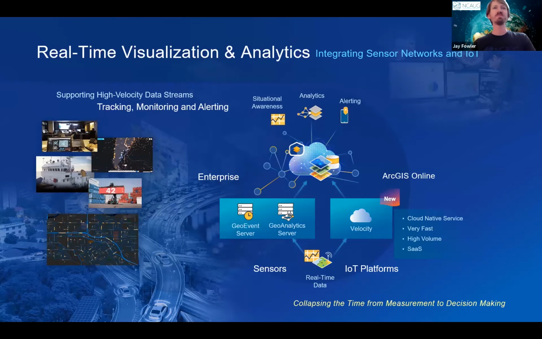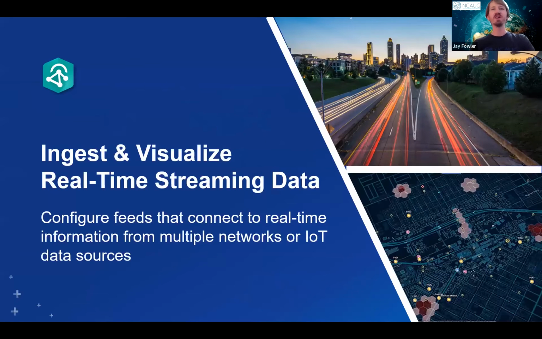Very cool. All right, so let's talk about Velocity and some of the capabilities it has. ArcGIS Velocity lets you configure feeds that ingest real-time streaming data. These feeds can connect to cloud IoT platforms, messaging brokers, and APIs that you can access. It can then visualize this data immediately in maps and dashboards.